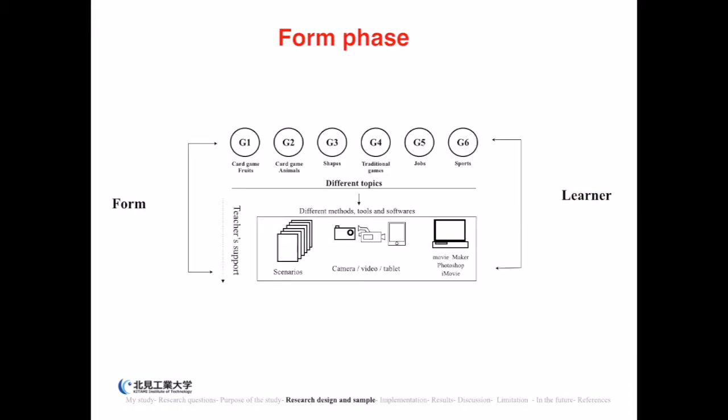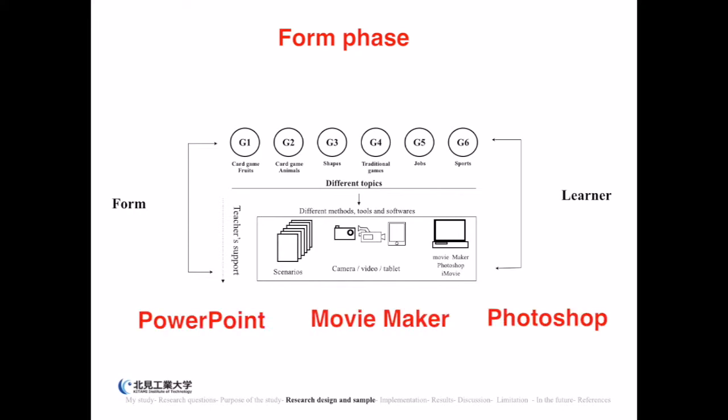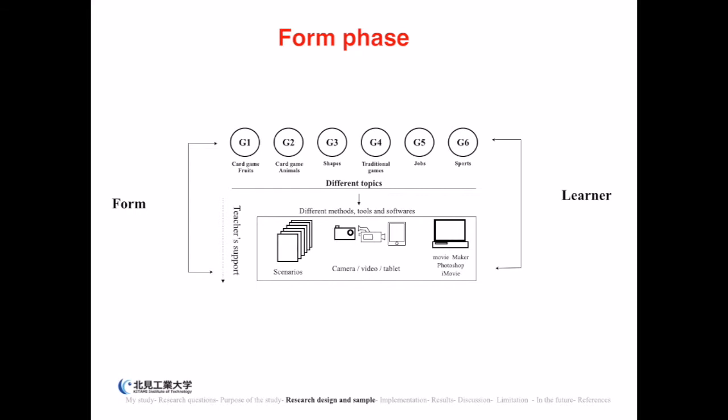Inform phase. Each group works separately to learn how to use IT tools and editing software such as PowerPoint, Movie Maker, and Photoshop. Teacher provides a short presentation on how to use tools and software. Each group selects their tool and the convenient software to edit their topic based on their previous experiences.